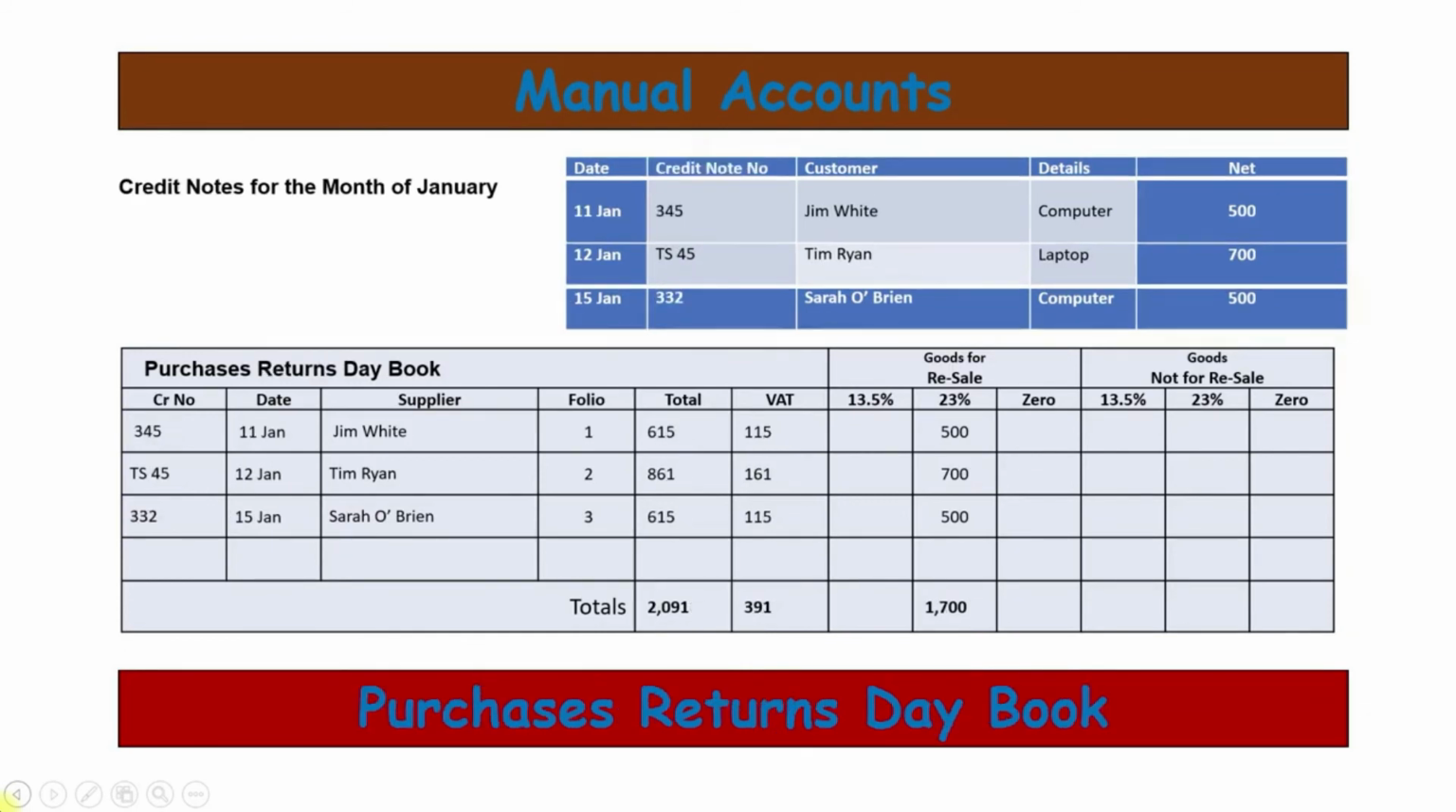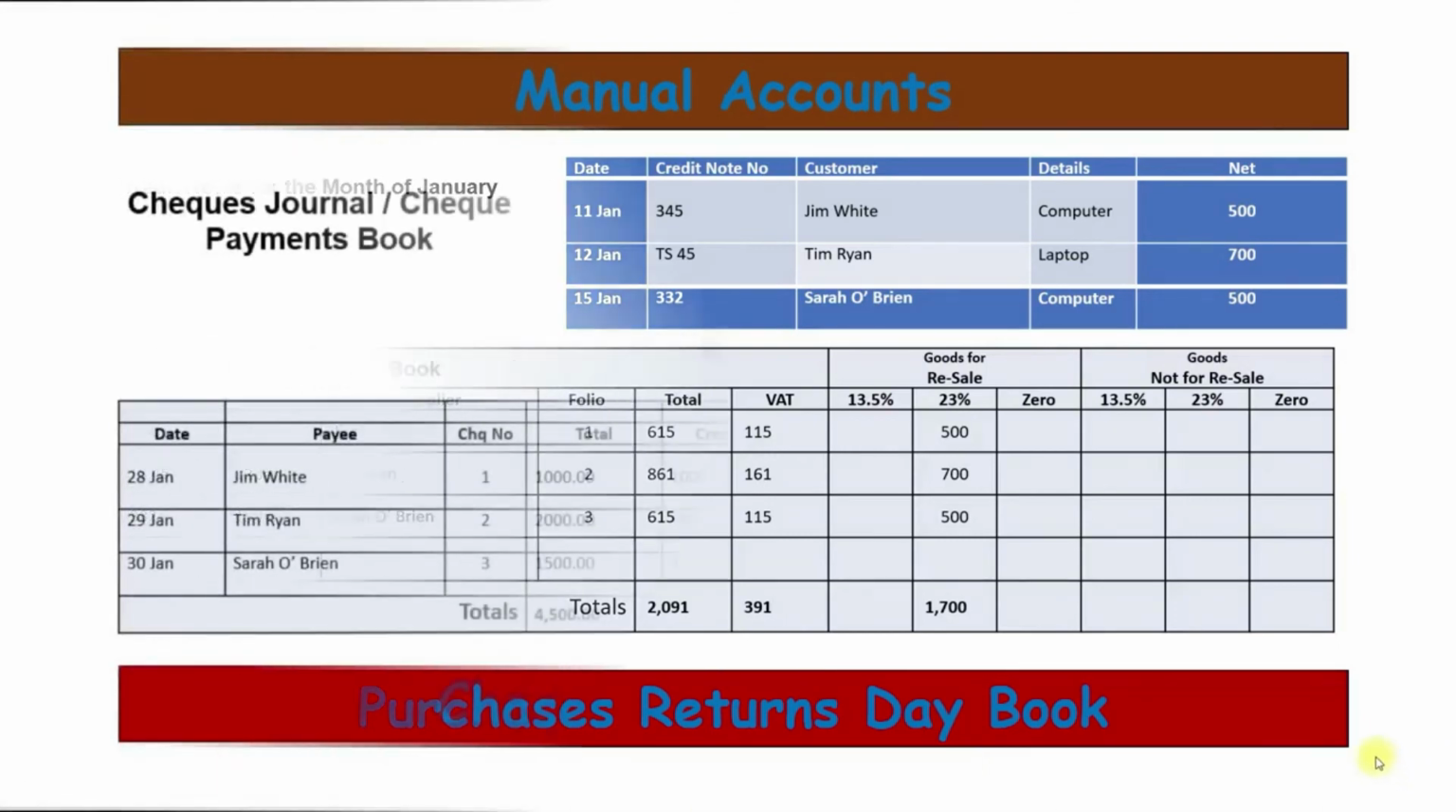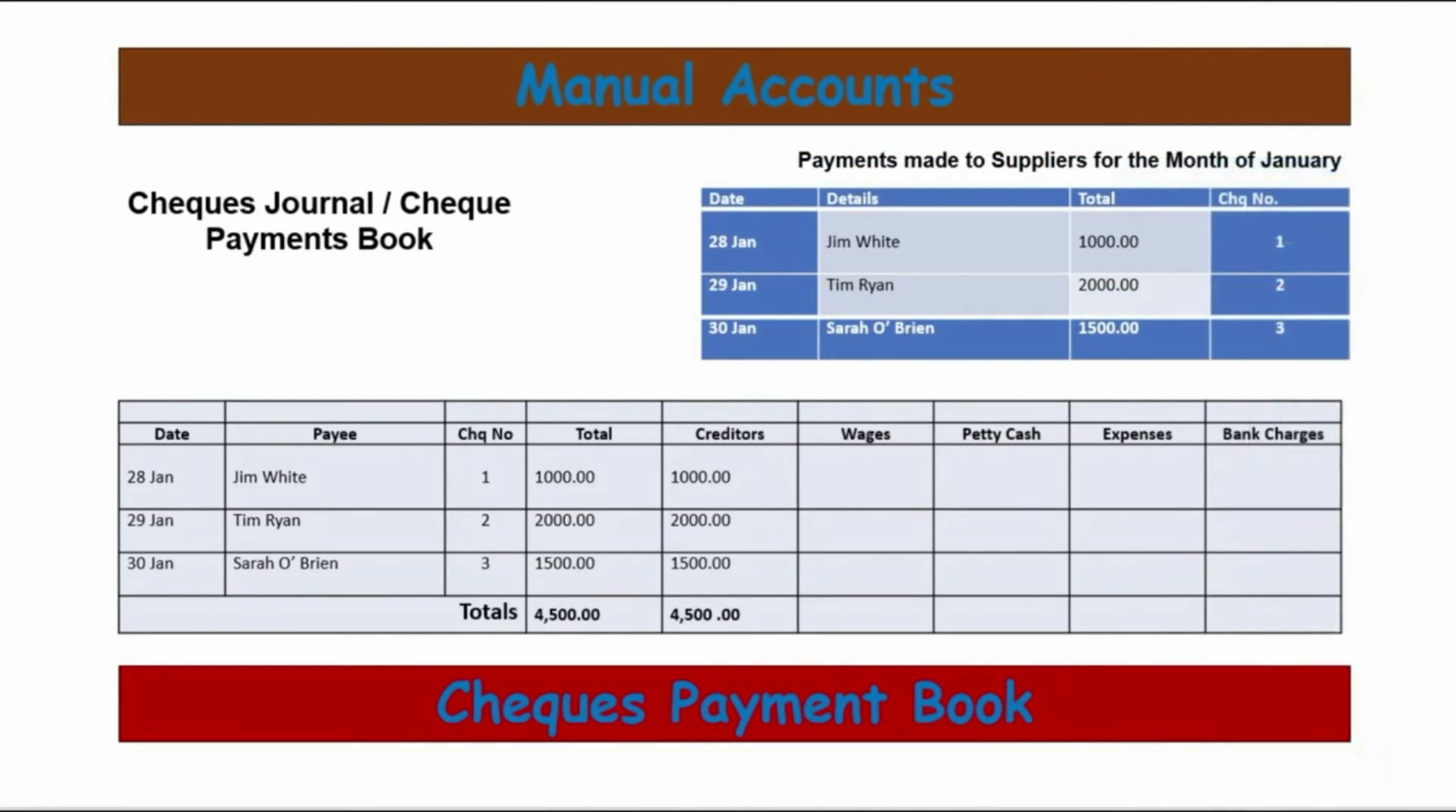The purchases returns book is done in the exact same manner. Note that the folio number starts at 1 again. When we pay a supplier, the payment is documented in the checks payment book. Again, there are no VAT amounts entered here as the related VAT has been documented in the day books. The totals are entered in the total column and also in the creditors column.